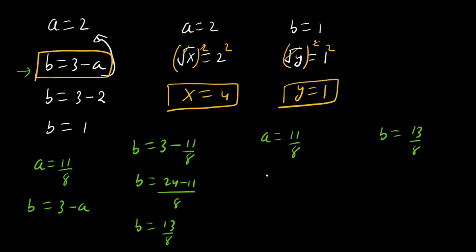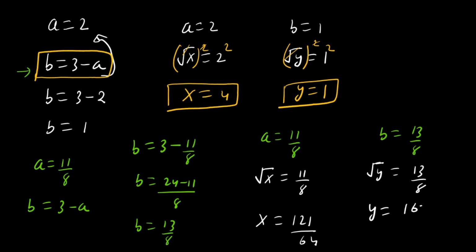And this a is replaced by square root of x because we know that a is square root of x, and this is equal to 11 over 8. And square root of y is equal to 13 over 8. If we square both sides, then on the left hand side the square root is cancelled out by the square, then x is equal to 121 divided by 64. And here if we square both sides, then y is equal to 169 divided by 64. We have two solutions: x is equal to 121 divided by 64 and y is equal to 169 divided by 64, and if x is equal to 4, then y is equal to 1.